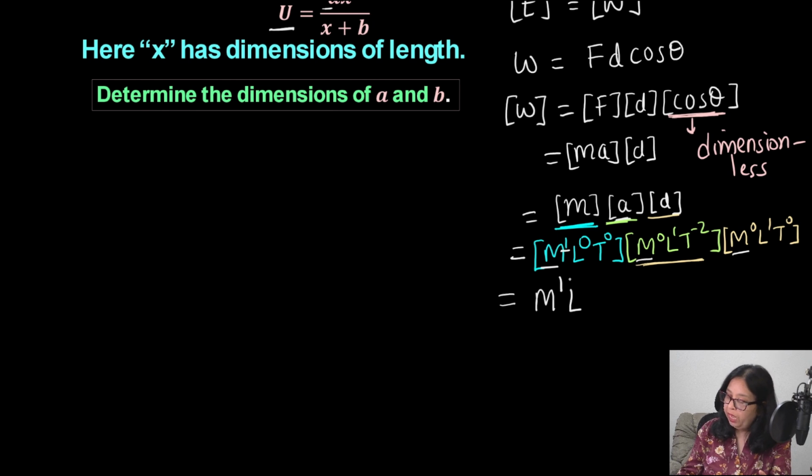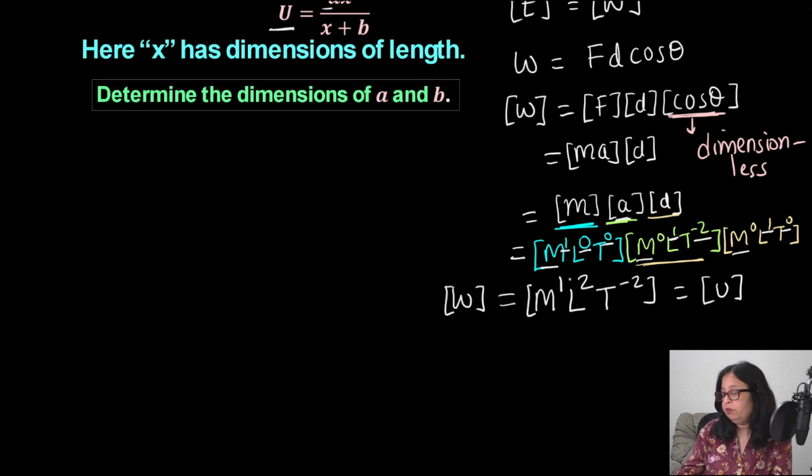Next we'll move on to L. L to the power 0 plus this 1 plus this one over here gives you 2. T. T to the power 0, -2 and 0. Add them up and you will get -2. So here is the dimensional formula for work or for energy, because the dimensional formula for work and energy is the same. Why? Because energy is the ability to do work.